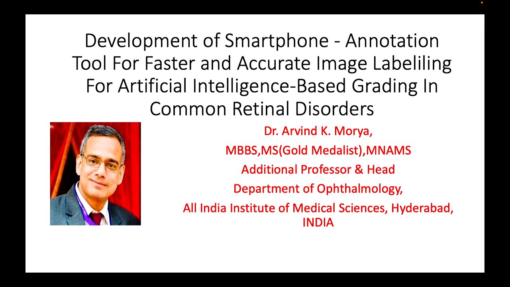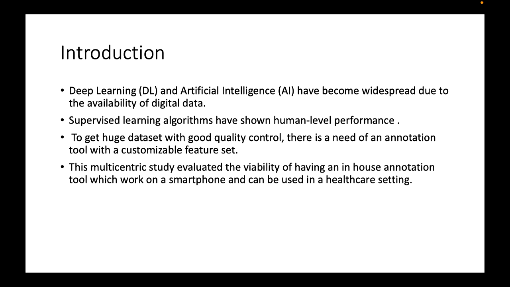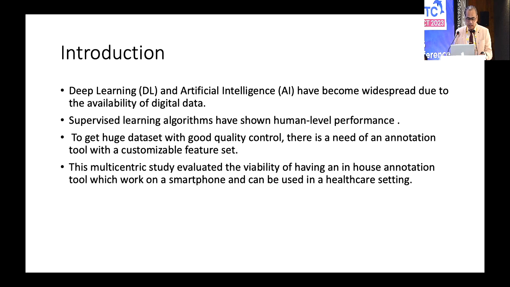So my talk is on development of the world's first smartphone annotation tool for faster and accurate image labeling for AI-based grading in common retinal disorders. As we all know, deep learning and AI have become widespread because of the availability of large digital data, and supervised learning algorithms have shown human level performance. To get a huge data set with good quality control, there is a need of an annotation tool with a customizable feature set. This multi-centric study evaluated the viability of having an in-house annotation tool which works on a smartphone and can be used in a healthcare setting.